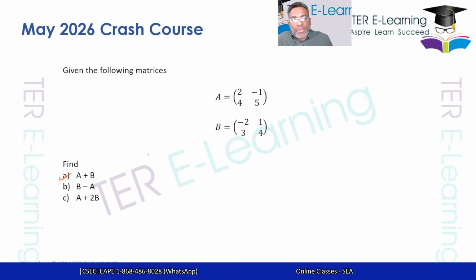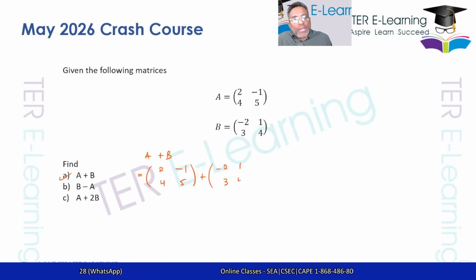Okay. So if I wanted to work out A plus B, then all I need to do is to write down what A is, which in this case is 2, minus 1, 4, 5. And you're going to add that to B now, which is minus 2, 1, 3, and 4.